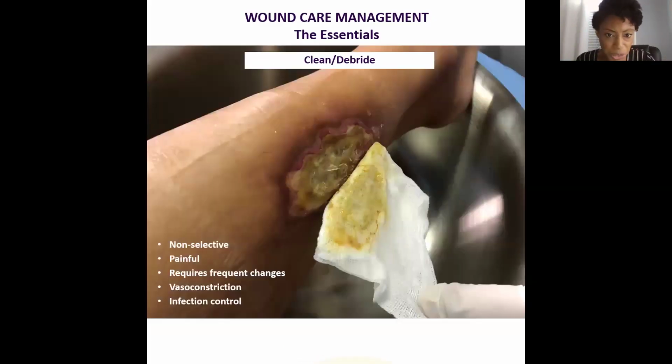But there's a problem with that. You also remove good tissue. And also, it's very painful. And it requires frequent dressing changes. And it can cause lack of blood flow due to vasoconstriction because the fluid can be cooling to the wound and cause a decrease in blood flow. And there's infection control concerns. For this reason, wet to dry dressings have fallen out of favor in the United States. We do not do it often for this reason, okay?